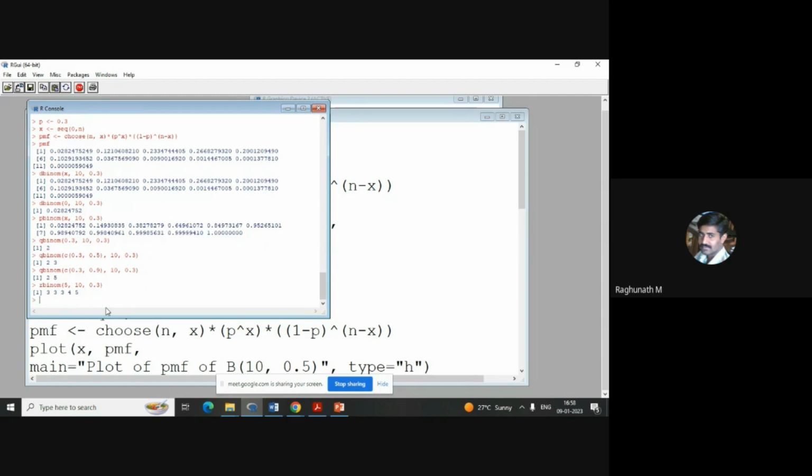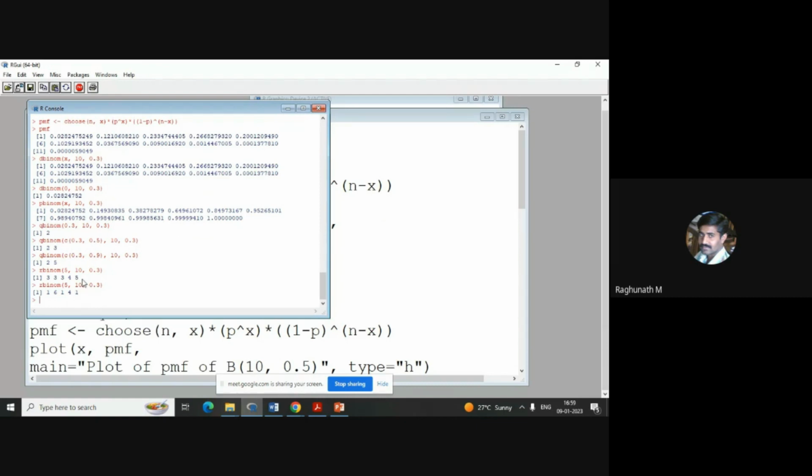So from a binomial with n equal to 10, p equal to 0.5, it will take the values 0, 1 up to 10. In that, I am going to generate a random sample of size 5. That is, the first observation is 3, second also 3, third also 3, fourth is 4, and fifth is 5. So if I run the command again, now my sample will change. Each time you run, whatever the number of samples you generate, the samples are going to change.